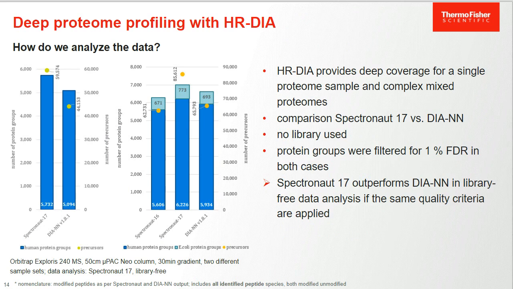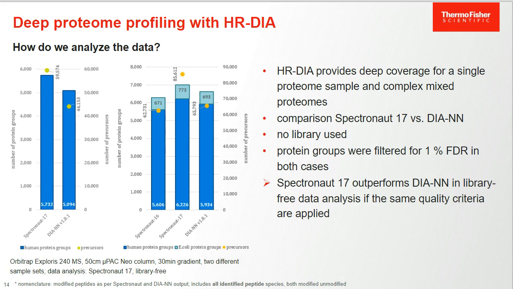Using the HR-DIA workflow as described earlier, we analyzed single proteome and proteome mixtures using Spectronaut 17 as well as DIA-NN software. In the single proteome sample, we identified 5,732 proteins and 59,574 peptides using Spectronaut 17, whereas DIA-NN identified 5,094 proteins and 44,153 peptides. This shows that Spectronaut 17 outperformed DIA-NN for a single proteome sample.